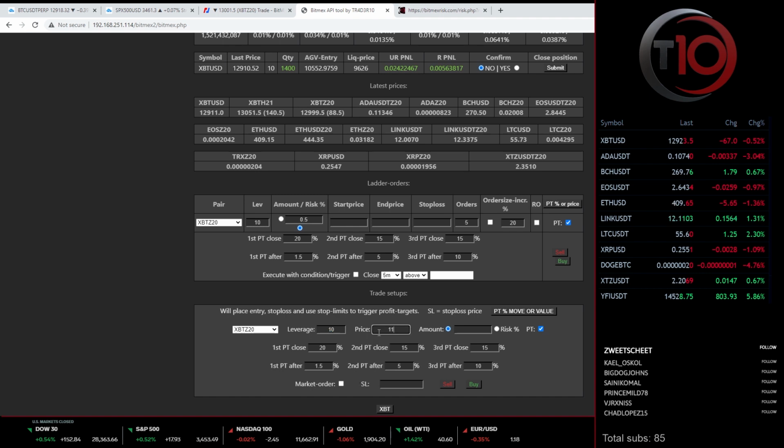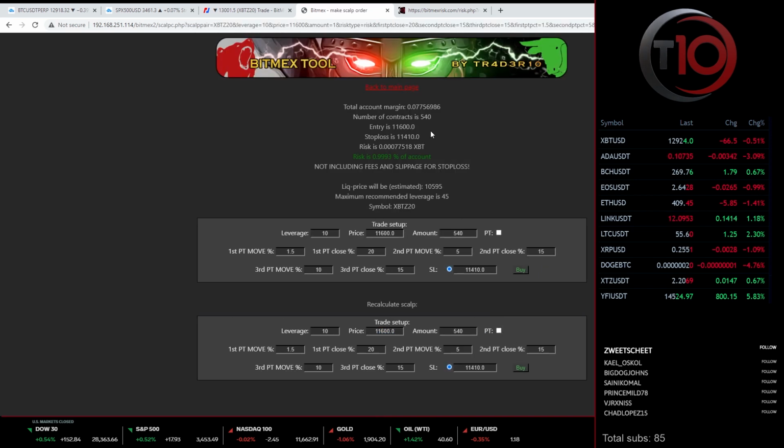I want to long 11,600 again. I want to risk 1% of the account. I can skip the profit targets for now. And my stop loss should be 11,000, let's do below 420, so let's do 10. So now I want to long, risking 1% of my account, a long from this level, click on buy. The correct position size is only 540. That's 1% risk. The stop is quite wide, and that's why the position size is so low.